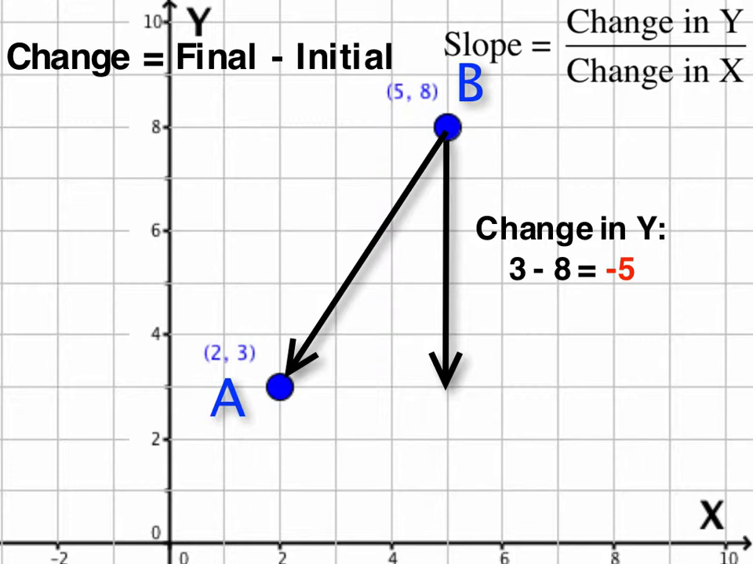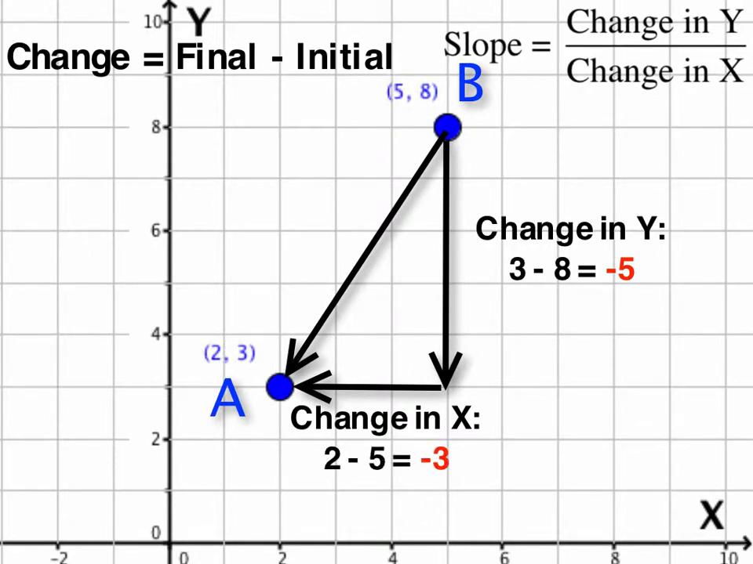Similarly, to find the change in x, we take the x-coordinate from A and subtract from it the x-coordinate from B. So 2 minus 5 equals negative 3. Of course, the length of this line is not negative 3 units. Negative 3 represents the change in our x values, going from point B to point A.